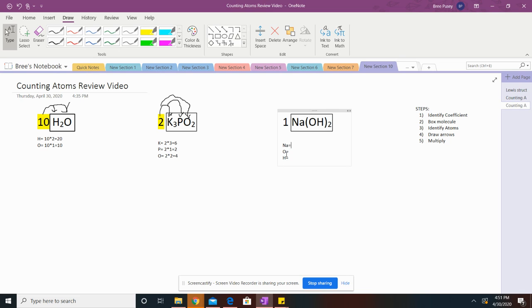All right, so I don't really have arrows to draw for this one because it's just 1 for my coefficient, so it doesn't really matter. Anything multiplied by 1 is just itself, right? So for Na, I see I have no subscript, so Na is just going to be 1. For O, I see I've got a subscript of 2 outside of these parentheses, so that's going to be 2, because this 2 talks to both the O and the H. And same will be true for H. That 2 on the outside of the parentheses, that subscript 2, is going to go to the O and to the H.